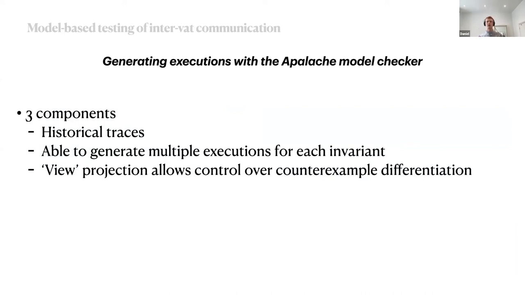So we can then generate multiple executions for a behavior or a pattern that we want to see using Apalache. And Apalache provides 3 components which make this really effective. So Apalache does not support generic temporal operators, but it does provide what's called a historical trace, which I'll show you shortly. That's a trace over a sequence of states. And it does allow you to generate multiple executions for a violated invariant. So you can enumerate as many as you like. And it also provides the feature to define a view operator, which is a projection that allows you to control the kind of counterexamples or traces which are generated.